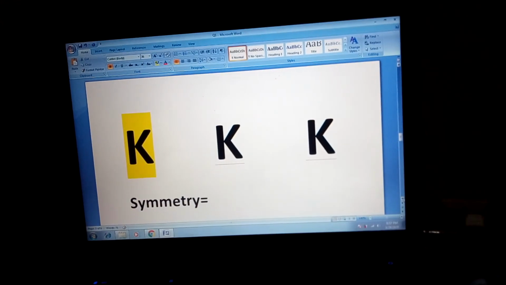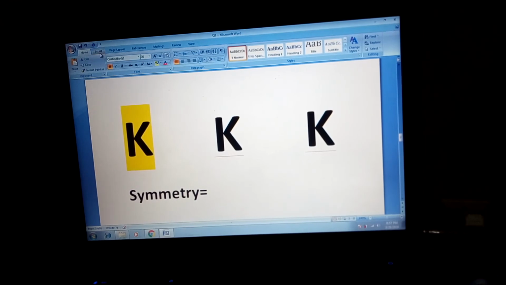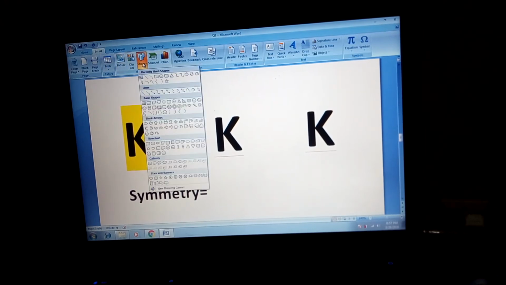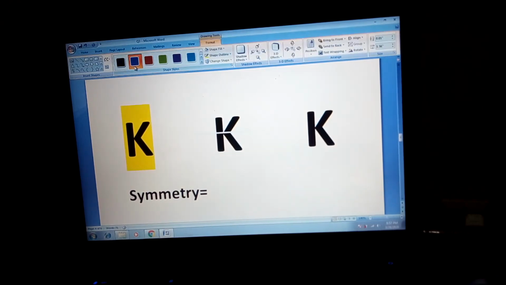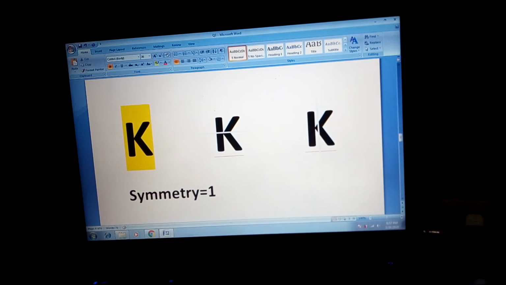Okay, very simple and clear from the picture. Again, how many symmetrical lines does K have? If we cut it from the middle as a horizontal line, this is a symmetrical line that converts the K into two equal halves. But if we try it vertically, you can see it doesn't give us the reflection images. So again the K has only one symmetrical line.